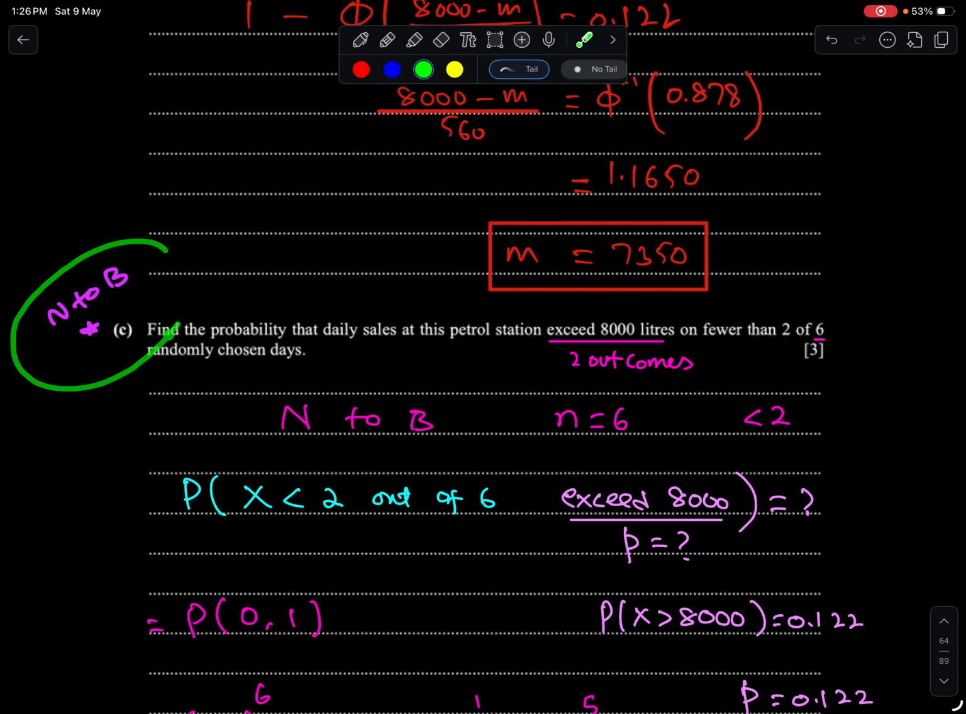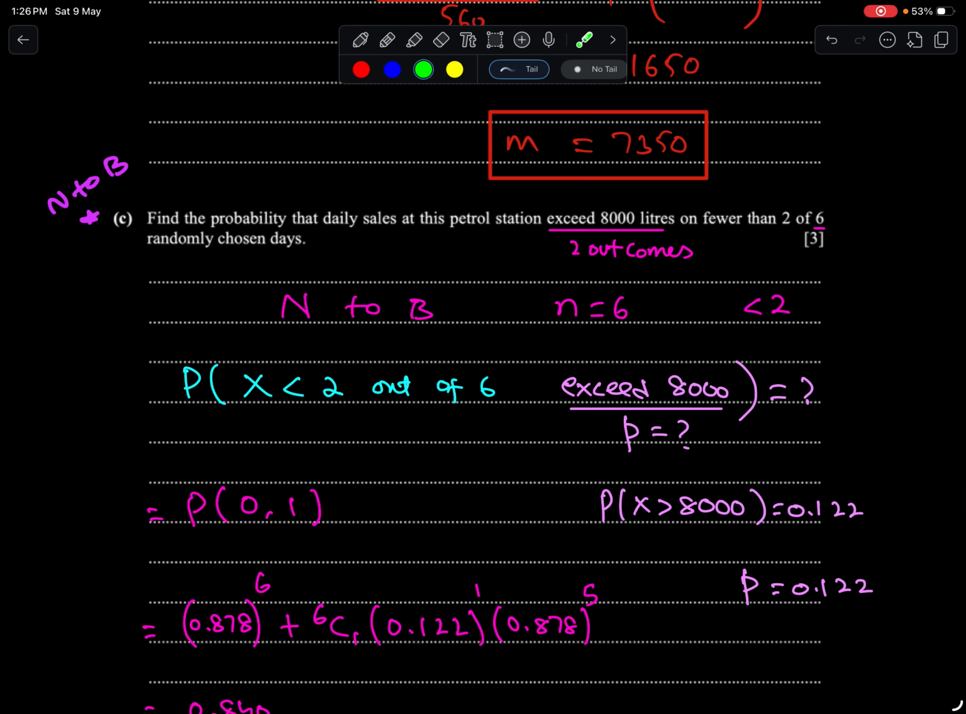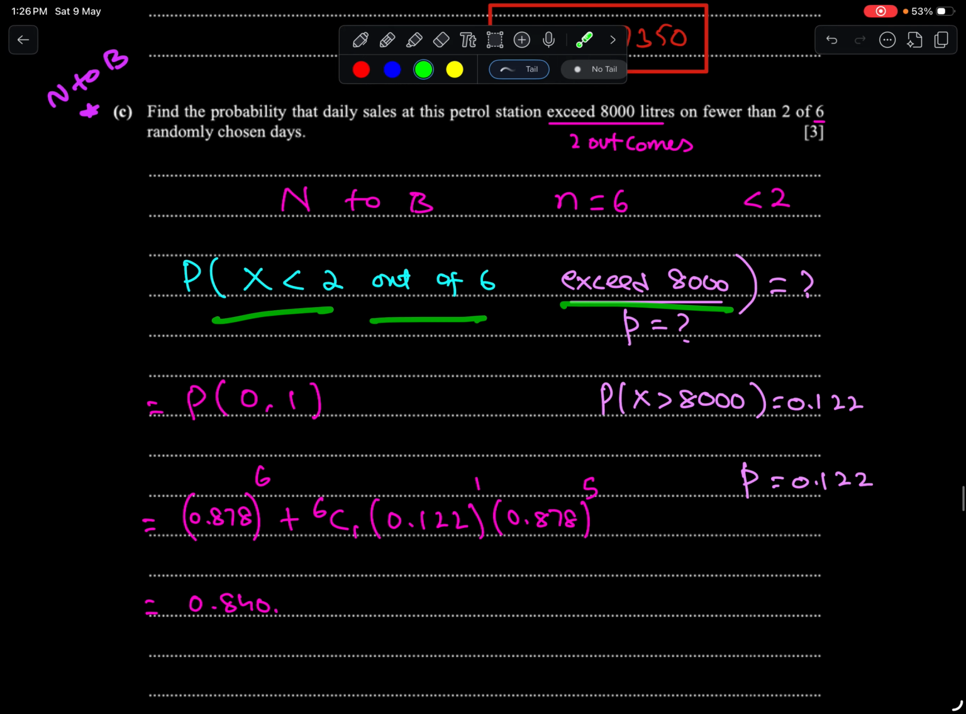Now this is very important, normal to binomial. Find the probability that the daily sales at this petrol station exceeds 8,000 liters on fewer than 2 of 6 randomly chosen days. I told you n would be given less than 30 and you have to find p of binomial with the help of normal distribution. So it says exceeds 8,000. Less than 2 out of 6 exceeds 8,000. So this information will give you p.